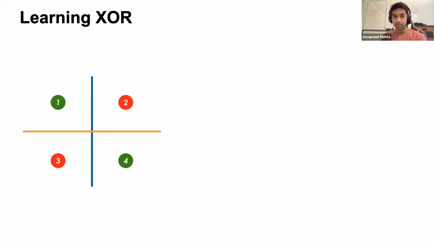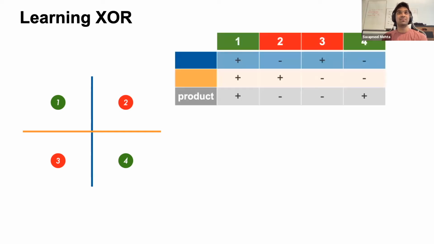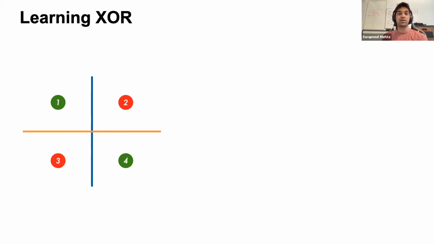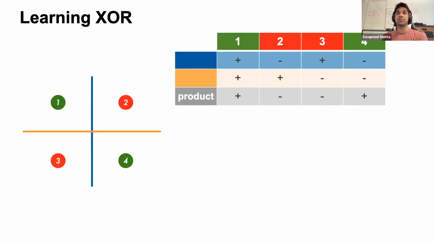Use a combination of and, not and, or perceptron. That's an interesting idea. Oh, I clicked on the slides. Okay. So what Jagrut just said was, let's consider two separate classifiers. I'll get back to Joseph's point, but first let's consider two separate classifiers.